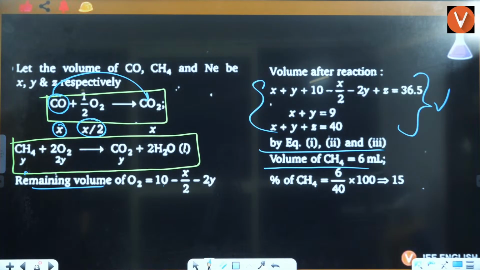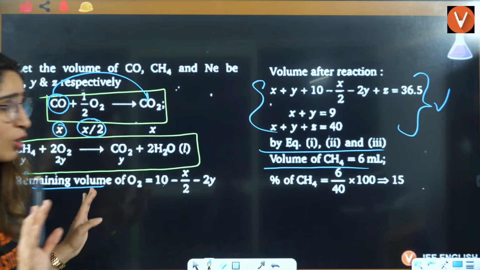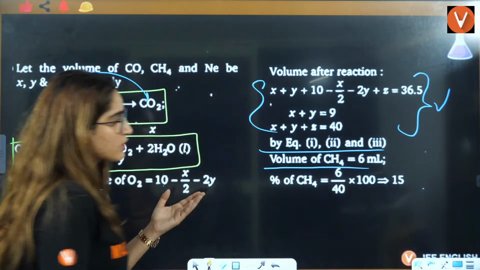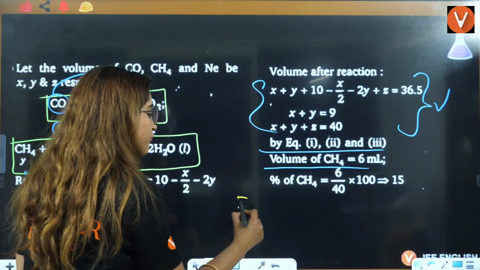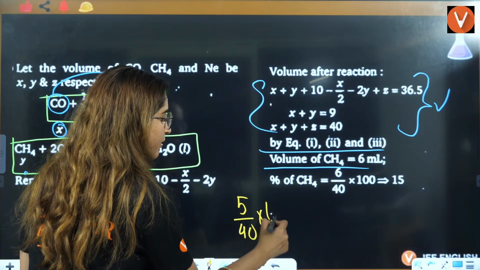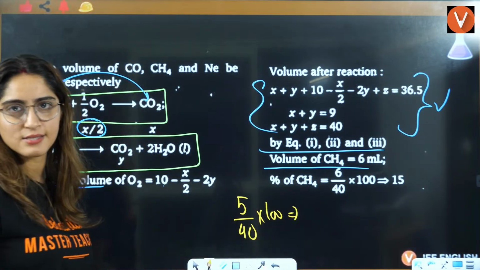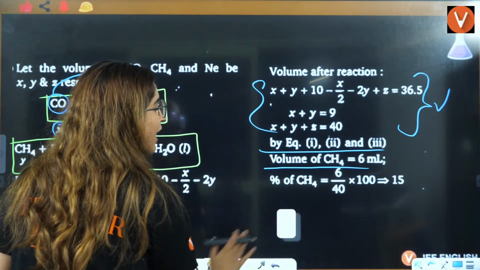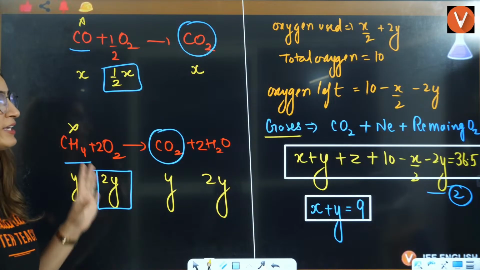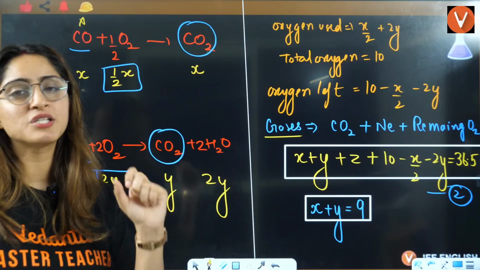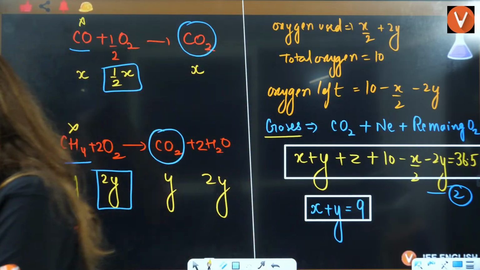Students: Ma'am, CH4 is 5 milliliter, ma'am. The final percentage will be 20. Okay, but I will not do the calculation now. If your CH4 is coming out to be 5 milliliter or 6 milliliter, you can answer accordingly. If it is coming out to be 5, then it will be 5 by 40 multiplied by 100. If it is coming out to be 6, it will be this. But all you have to calculate is the value of CH4 that we have assumed to be Y. You have three equations, and you have to calculate the value of Y from there.